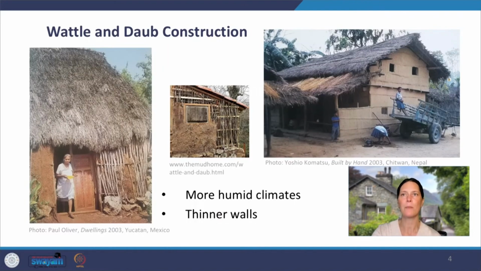Next is wattle and daub. Wattle and daub is a supported thin wall of earth and woven stick construction. Local plant materials act as the wattle, and mud, similar to cob or adobe brick mix, is used as the daub, covering the sticks for airtight walls. It's used in humid areas. Here you can see examples from the Yucatan in Mexico and southern Chitwan, Nepal, which is much warmer and more humid than the higher elevation regions of Nepal.